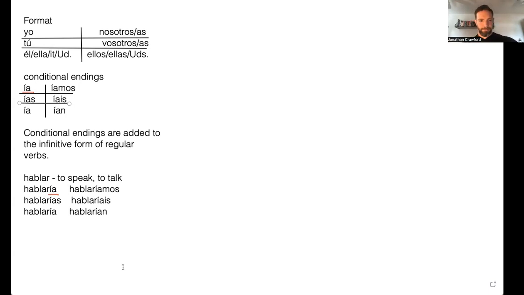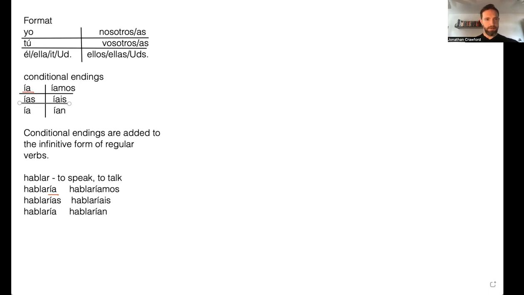Okay, so now that we're caught up on what subject pronouns are, let's talk about when we use the conditional. I've already talked about it a little bit here, but let's talk about it a little bit more. So the conditional is used for a couple of different reasons.